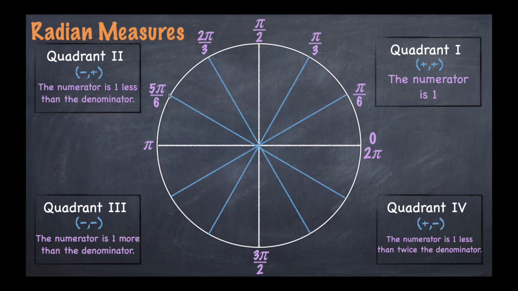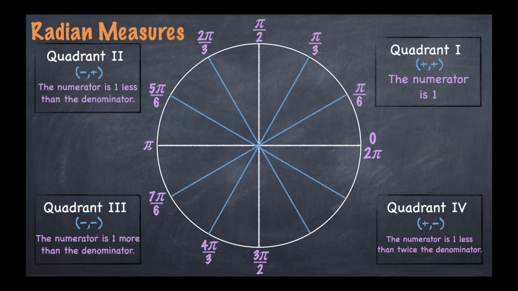You can see that the rules so far are holding up. Both of these have a numerator of 1 pi. Both of the values in quadrant 2 have numerators that are 1 less than the denominator. When we move on, I would now be at 6 pi over 6, which reduces to pi. My next value would then be 7 pi over 6.